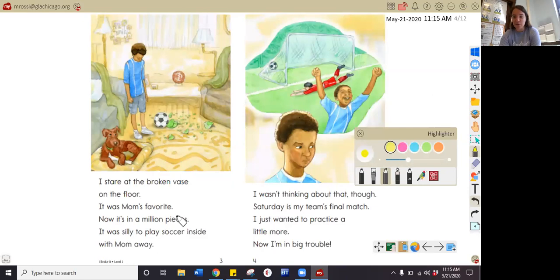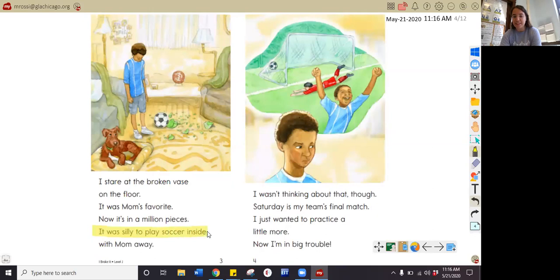Nice job, my friends who used text evidence. It says, it was silly to play soccer inside, and now there's a broken vase on the floor. So in the story I read that the boy broke the vase by playing soccer inside. Friends, raise your hand if you've ever done something inside that was not so good and maybe something broke. Miss Rossi definitely has. Now we're going to find out what happens after this boy breaks their vase.